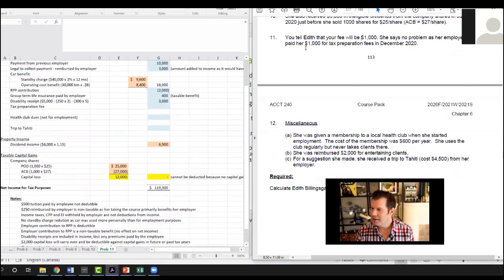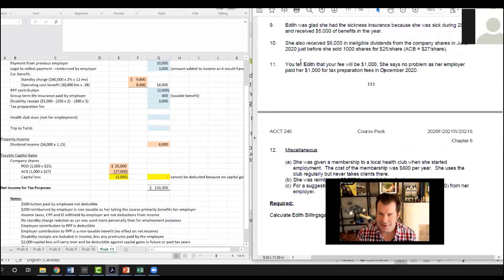And then we've got 11. You tell Edith that your fee will be $1,000. You're the accountant. She says, no problem, as her employer. Guys, can you imagine if somebody paid you $1,000 to do this tax return? Oh my God, ka-ching.